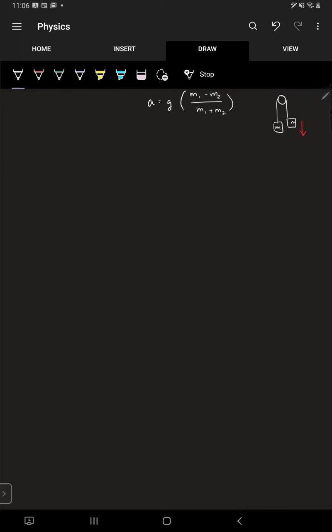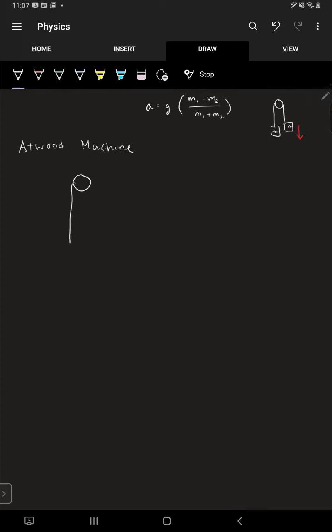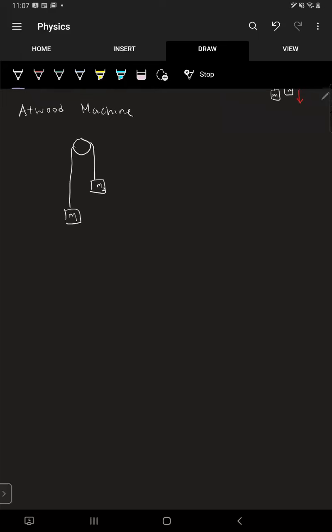That was called an Atwood machine, all right? Atwood machine. When you have a pulley and a string and two masses, M1 and M2, of varying mass, that is called the Atwood machine. We just worked out the Atwood machine problem. Now, let's say we have a table, right? Let's say we have a table, just like that.